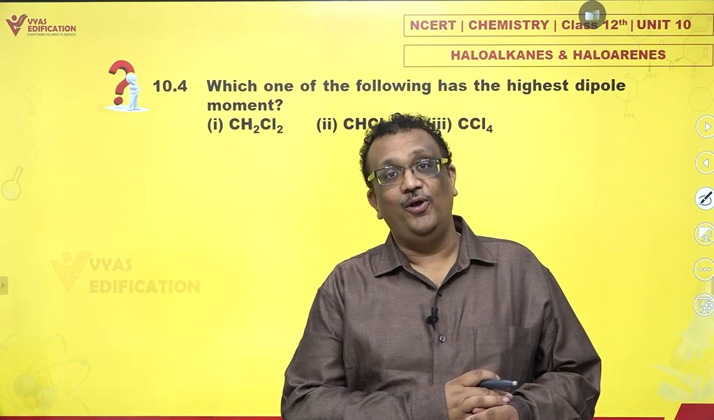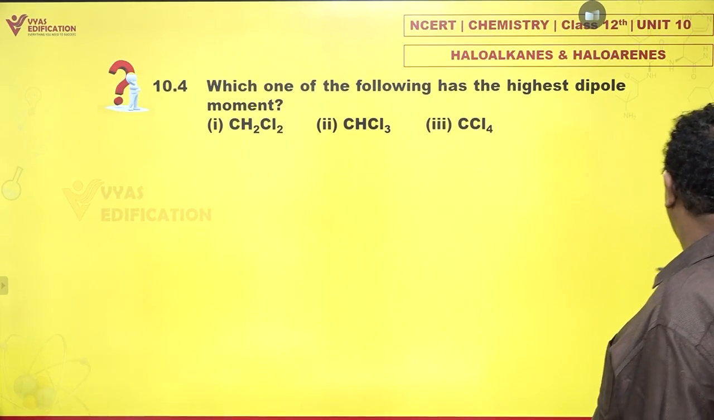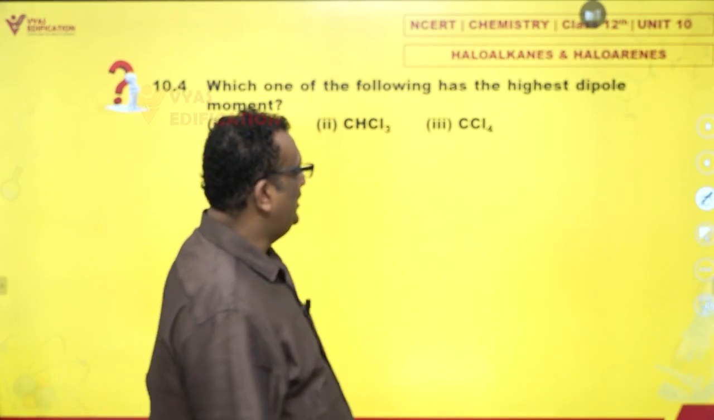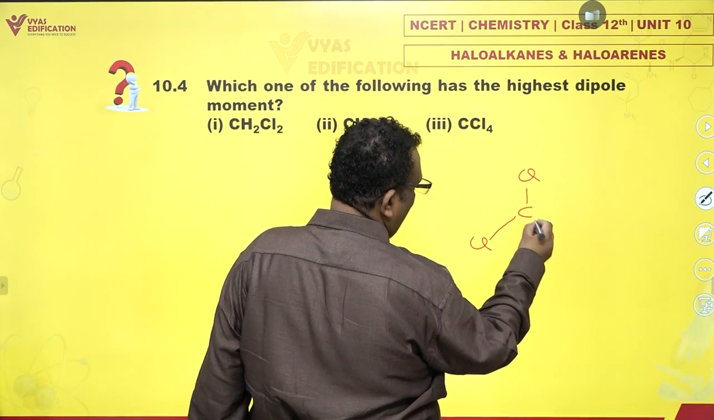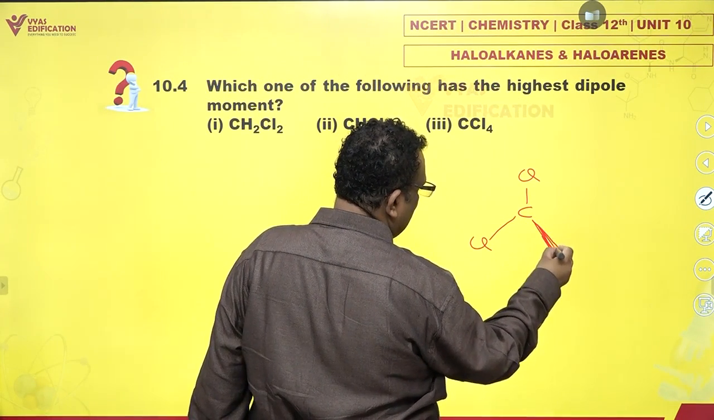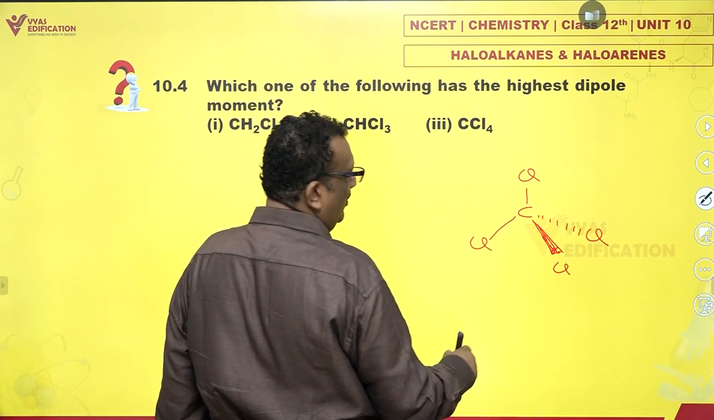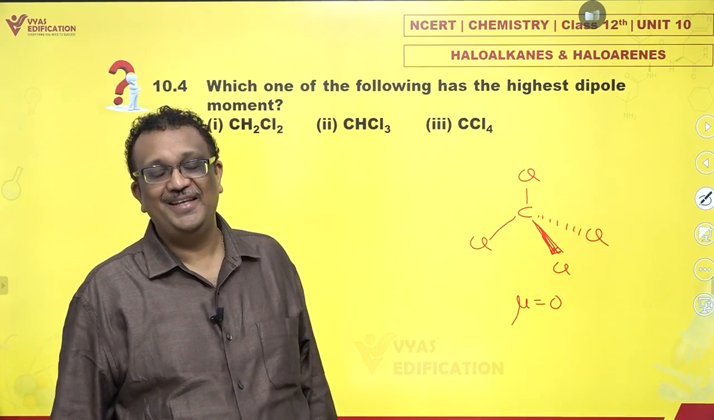Which one of the following has highest dipole moment? And we have CH2Cl2, CHCl3 and CCl4. Now please note, CCl4 is such a beautiful tetrahedral and symmetric molecule. All the dipole moments would cancel and it would have a zero dipole moment, definitely, yes.